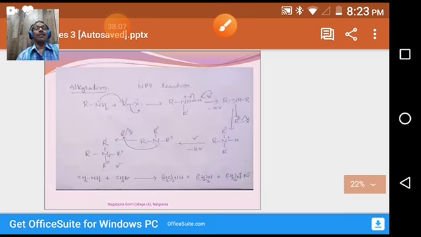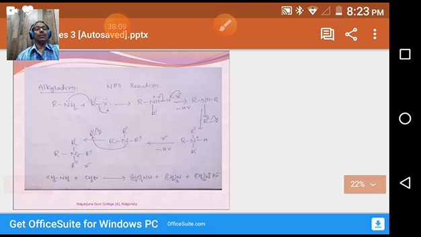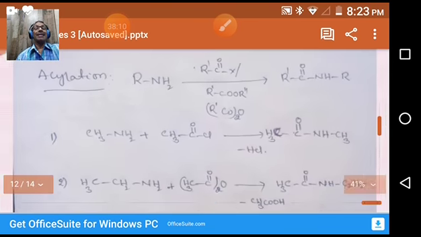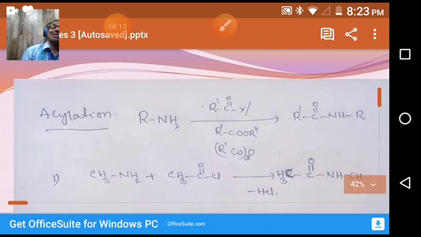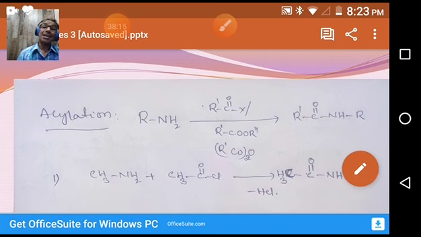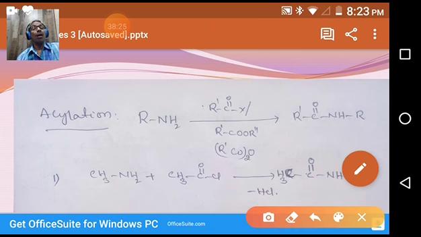Coming to the next slide. Acylation. What is acylation? In alkylation, an alkyl group replaces the hydrogen of amines. In the same way, an acyl group does. What is an acyl group? The RCO group.